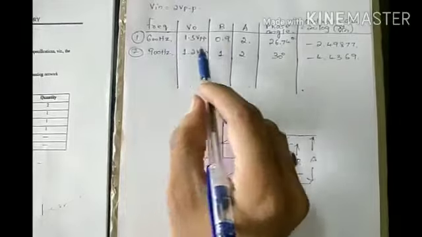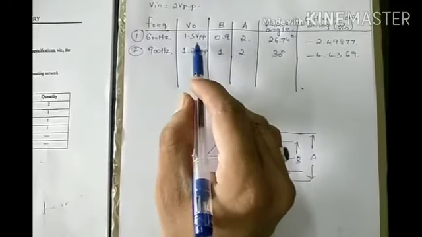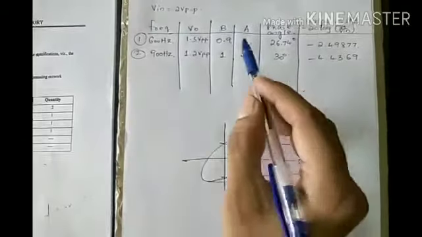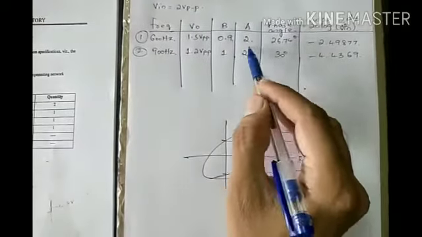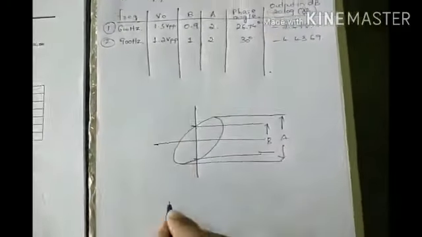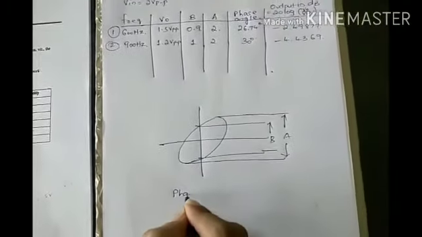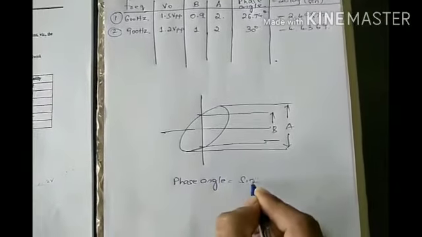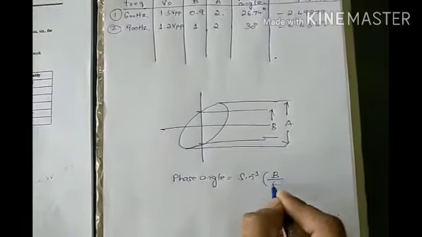So for 600 Hz, we got the output voltage is 1.5 volts peak to peak with the input voltage maintained at 2 volt peak to peak constant. B is 0.9 and A is 2. So how much will be the phase angle? We know the formula for phase angle is given by sine inverse of B by A. Sine inverse of B by A.